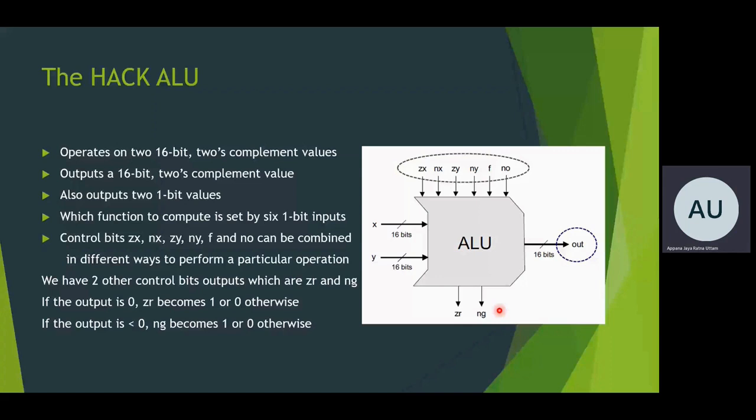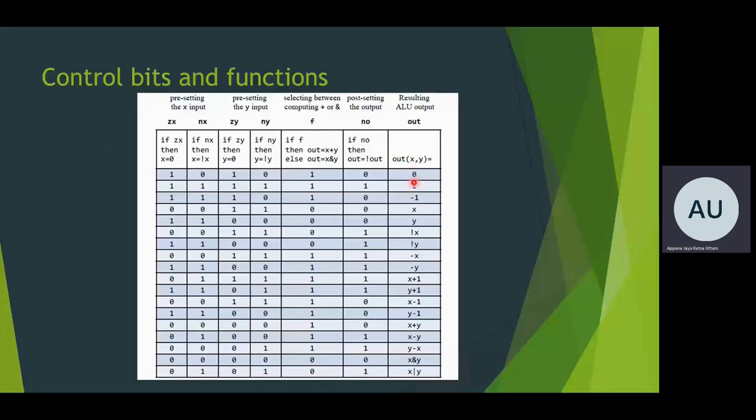In this way, we can bring out 0, we can bring out 1, we get -1, the direct x can be brought out, the direct y can be brought out, the negation of x, the negation of y, or the minus of x or minus of y, and x plus 1, increment of x, y plus 1, increment of y, x minus 1, decrement of x, y minus 1, decrement of y, x plus y, addition of both x and y, and x minus y, which is the subtraction, and y minus x, the complement of the earlier one, and x AND y, the AND operation, x OR y, the OR operation. So we'll get these resulting ALU outputs.